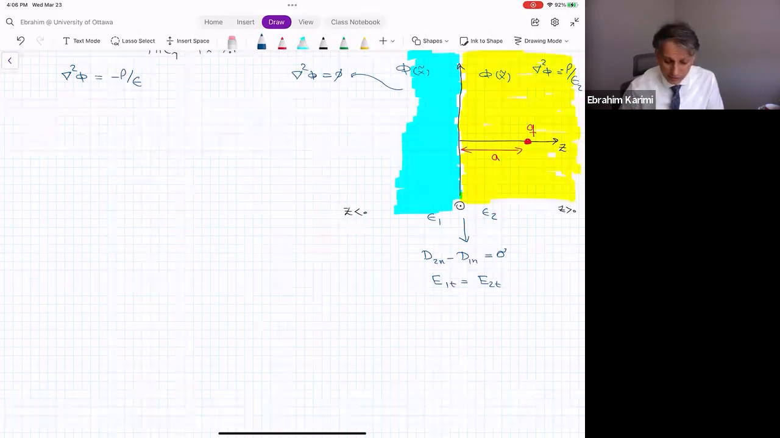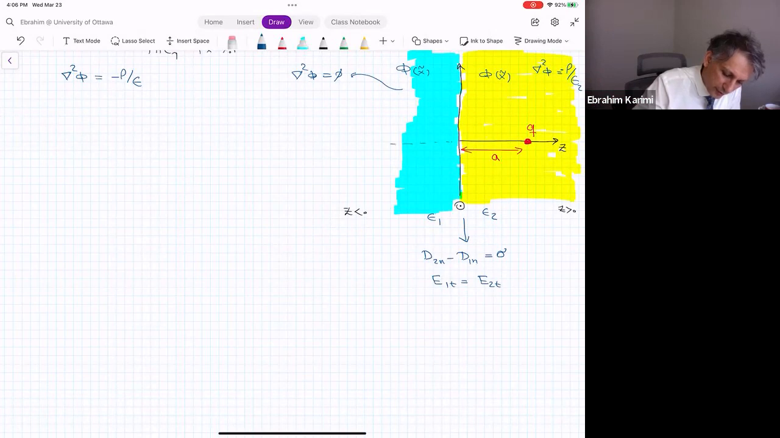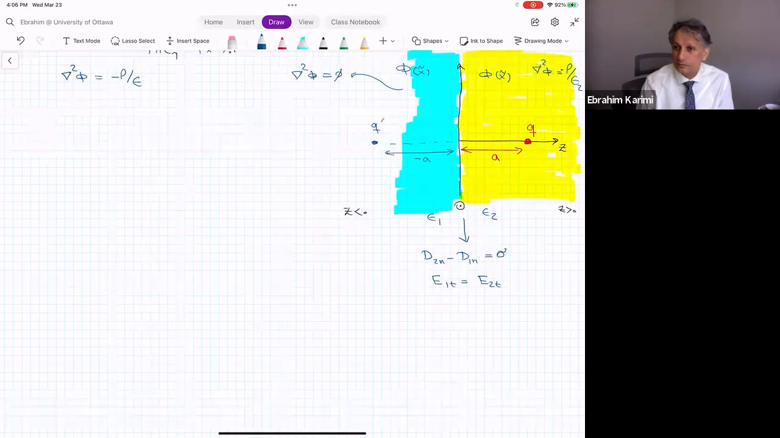So the logic that we may follow is very similar to what we had for a charge close to a conductive plate. Here is a change in epsilon, and we believe that there is an image charge which is showing up here at the distance of minus a, but we don't know what is the value of the charge. Okay?